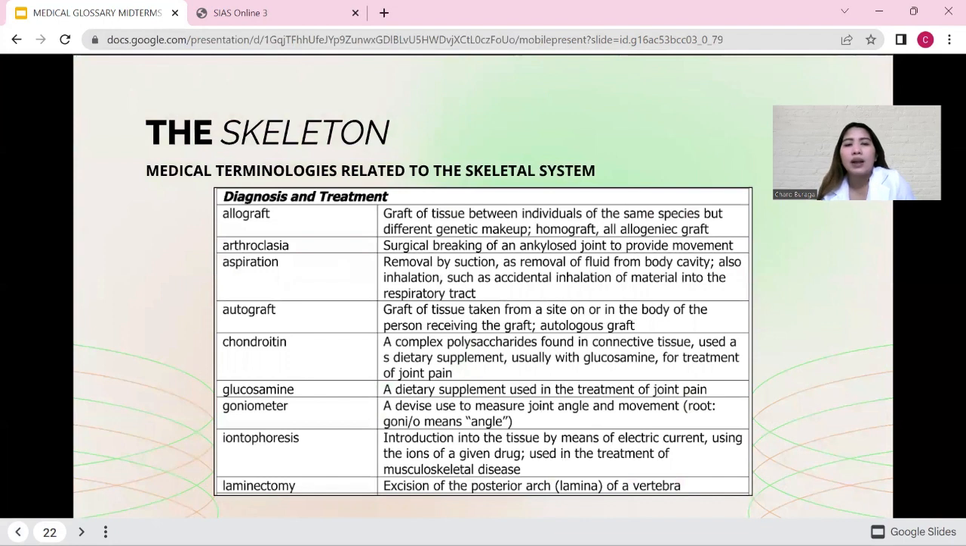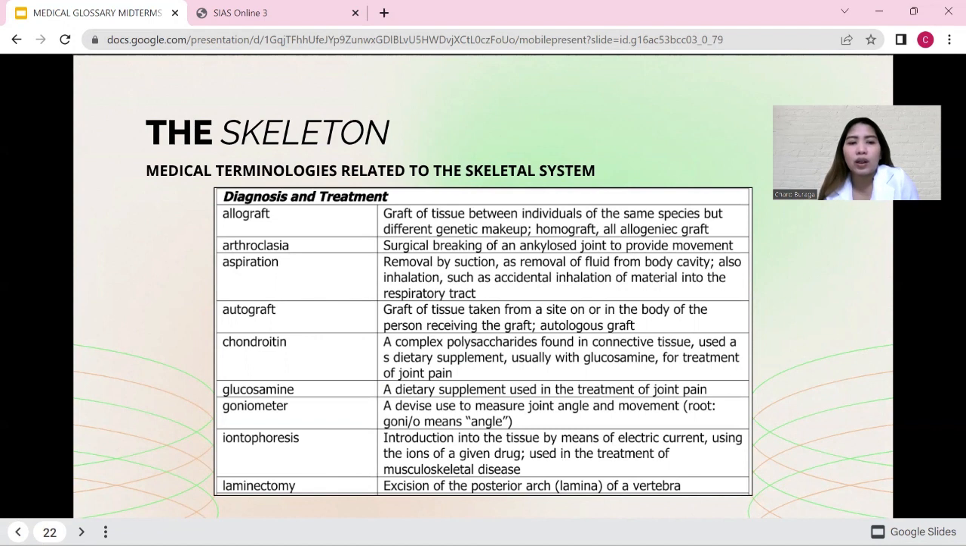Okay, allograft. The graft of tissue between individuals of the same species but different genetic makeup. Meron siyang homograft or the allogenic graft. Okay, arthroclasia, surgical breaking of an ankylosed joint to provide movement. Nagbe-break siya. So aspiration, removal by suction. So ina-aspirate mo yung fluid from body cavity. Tinatanggal from body cavity ang fluid.